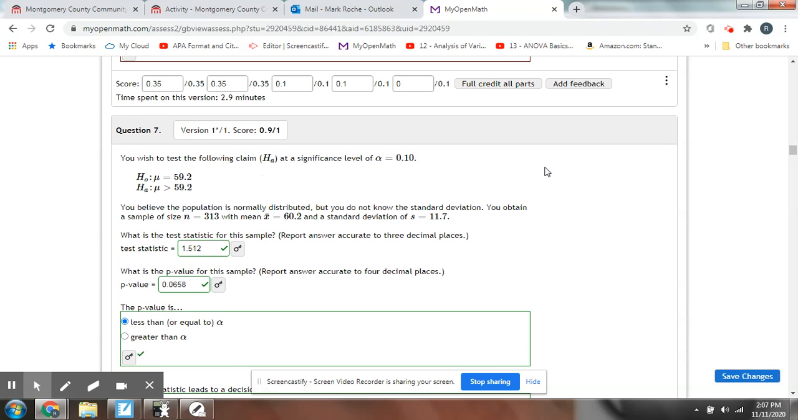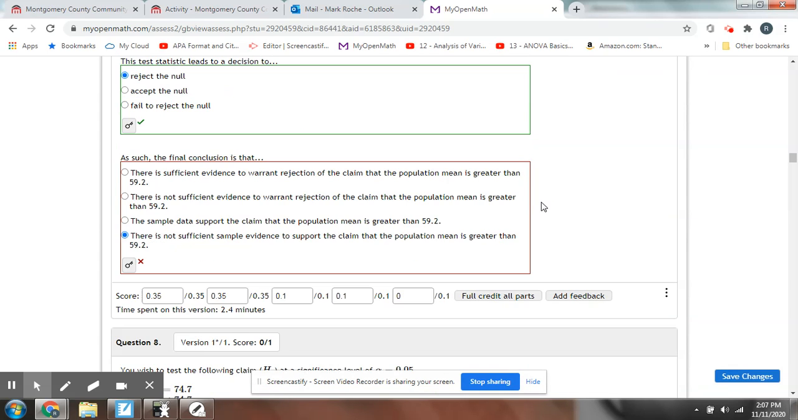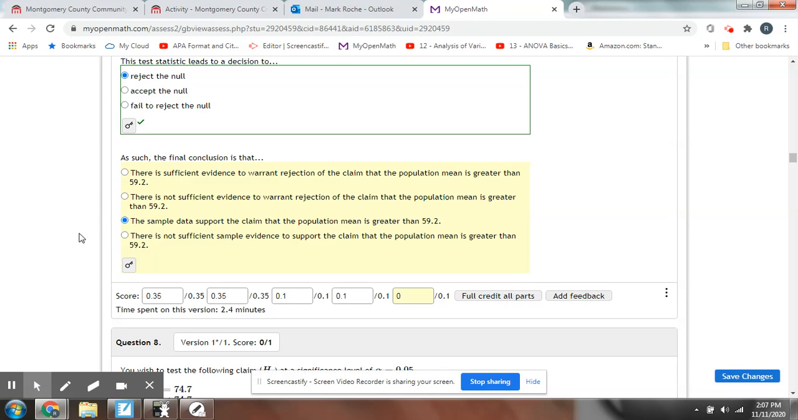So your p is low, so you will reject this. Reject H0. So you say there is sufficient evidence to show the alternative. There is sufficient evidence to show the population mean is greater than 59.2. So we'll say the data supports the claim that the population mean is greater than 59.2.